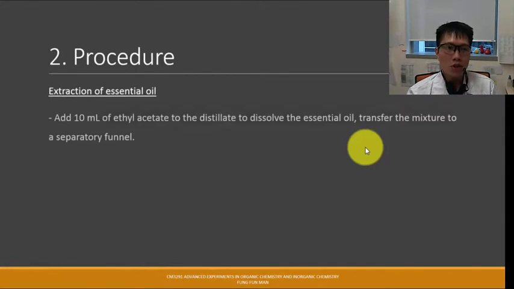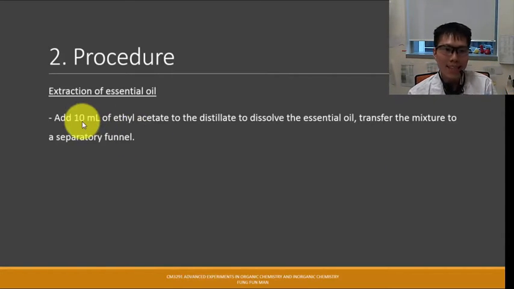Now for the extraction of essential oil, the next part of the steps in this experiment, you have to add 10 ml of the EA to the distillate to dissolve the essential oil, and then transfer the mixture to a separatory funnel for extraction. Some people ask, oh, I accidentally added more than 10 ml, 15, is it okay?